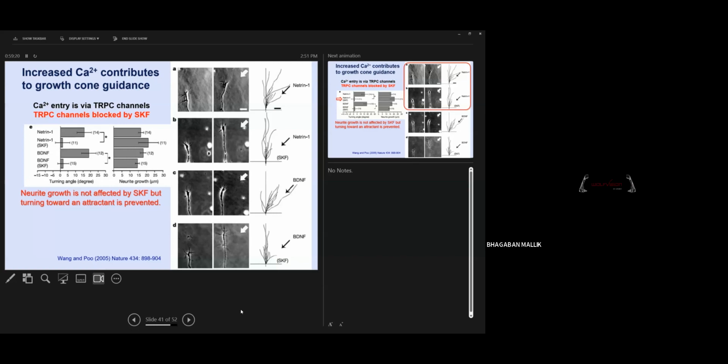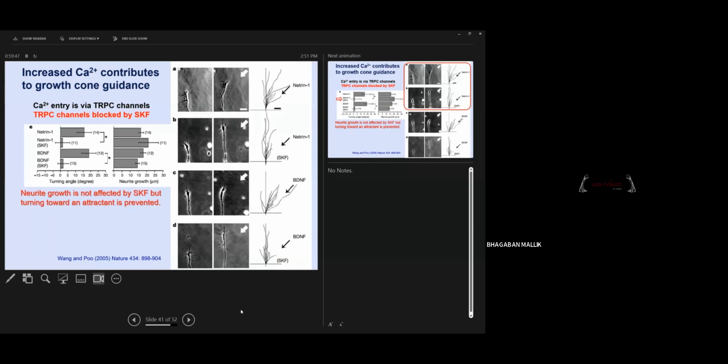Here in the control, they measure the neurite growth in the control, or the control treated with netrin-1 plus SKF, the inhibitor. They found that the overall growth is not affected. The neurite growth is not affected. Or with BDNF, in all the conditions, they found that the neurite growth is not affected. It is only the neurite turning its angle depending upon the calcium signal.